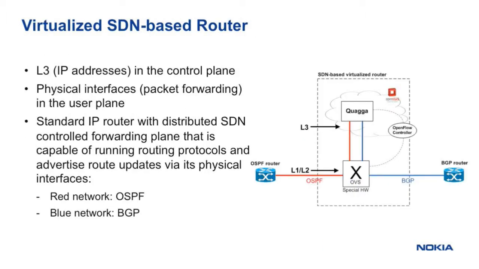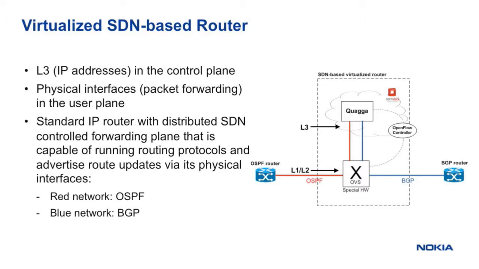So if we go a little bit deeper into the virtualized SDN-based router, first of all, the L3 or IP addresses are in the control plane, which is a routing daemon running in an OpenStack virtual machine. In our test setup, this is a Quagga routing daemon. Physical interfaces and packet forwarding are in the user plane, which are Open vSwitch instances. As such, this is a standard IP router with a distributed SDN-controlled forwarding plane that is capable of running routing protocols and advertising route updates via its physical interfaces.